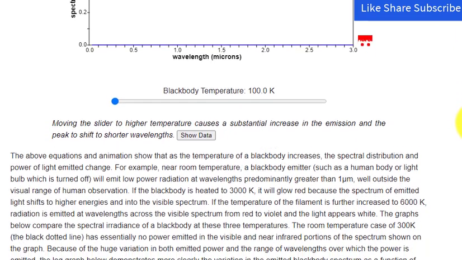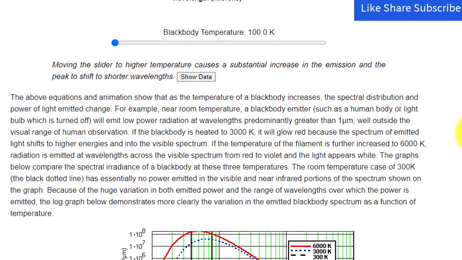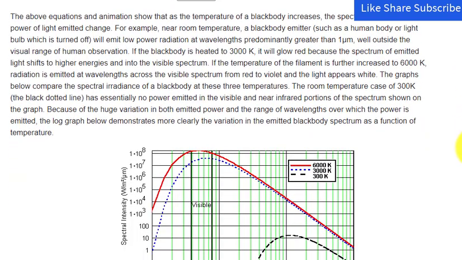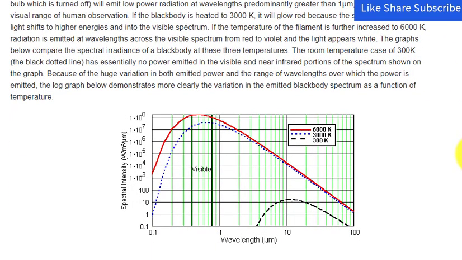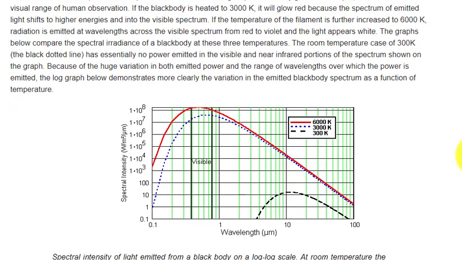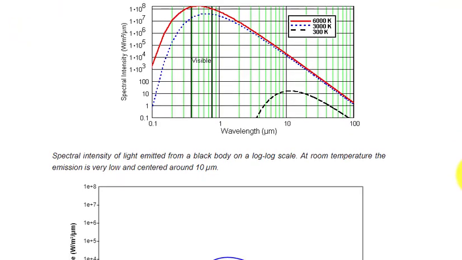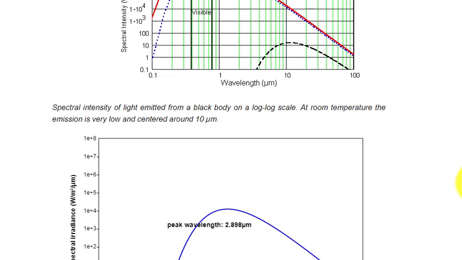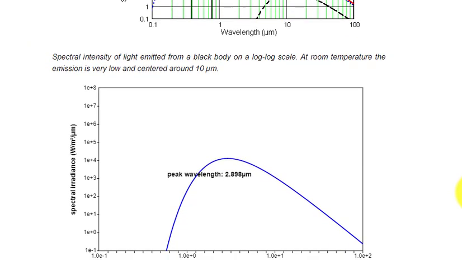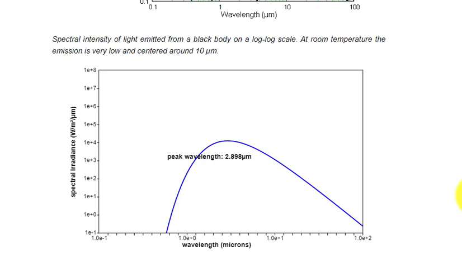The above equations and animation show that as the temperature of a blackbody increases, the spectral distribution and power of light emitted change. For example, near room temperature, a blackbody emitter, such as a human body or light bulb which is turned off, will emit low power radiation at wavelengths predominantly greater than 1 micrometer, well outside the visual range of human observation.